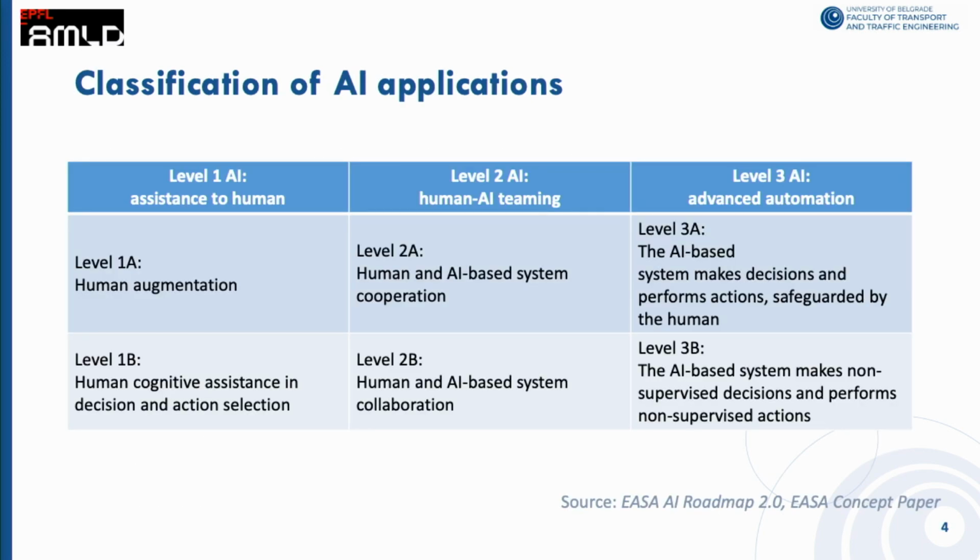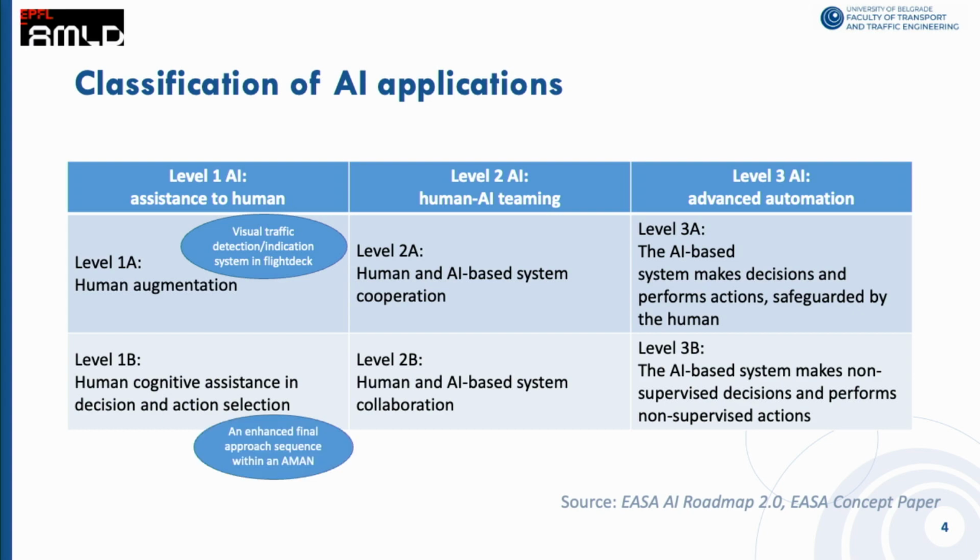As I have mentioned EASA's definition, I will refer also to their document, the AI Roadmap, which identified three levels of classification of AI applications. The first level is assistance to human, the second one is human-AI teaming, and the third one is advanced automation. Each of these levels is further divided into sub-levels. Therefore, we have level 1A, which is human augmentation, which means that the AI system just provides additional information without any suggestion to end users. Level 1B is human cognitive assistance in decision and action selection, which means that it provides information and helps making a decision or selecting an action.